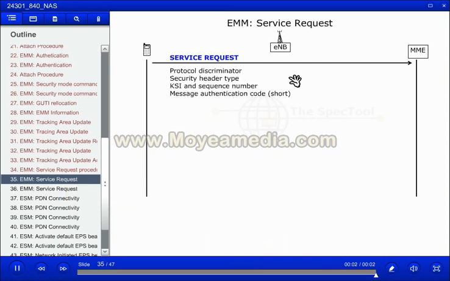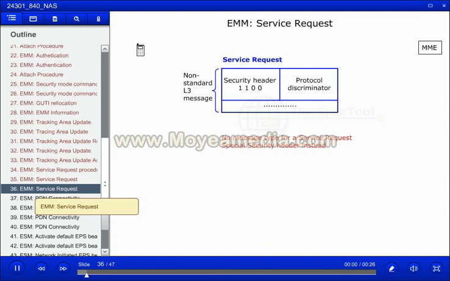Since the service request is an initial NAS message, it will be integrity protected, but in this case with a short message authentication code. The special security header type is 1100 to indicate that this is a service request. There is no message type defined for service request. This message is very short. The total length is only 4 octets.